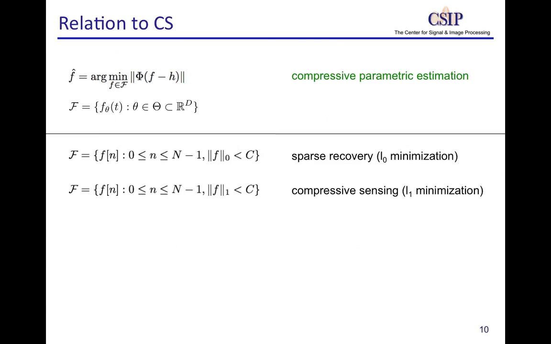Okay, so let's relate this back to standard compressive sensing. So up top we have shown the compressive parametric estimation, and this is equivalent to, if you had a function set f that only consisted of sparse elements, then that would be exactly L0 minimization. And if you had a function set that only consisted of functions with bounded one norm, then this would be classical compressive sensing. So all we're doing is generalizing this to a more general parameter set.